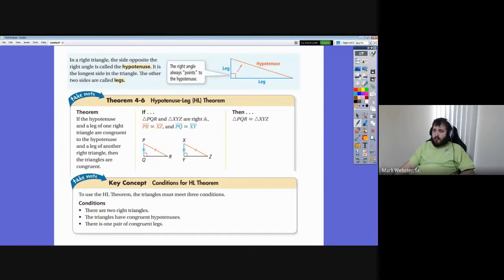So here's a little bit of information. The hypotenuse is always the largest side of the right triangle. And we can always identify it. If we see the right angle, we just go across from the right angle to the other side. The two legs are the two shorter sides.